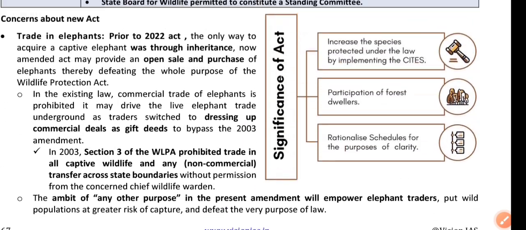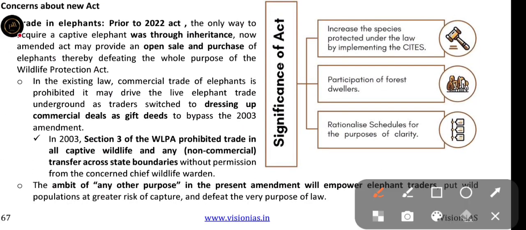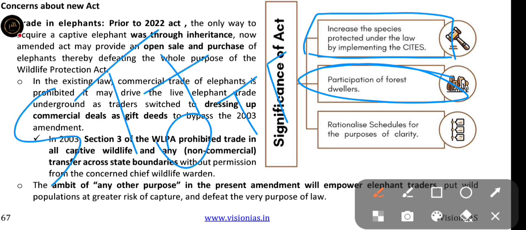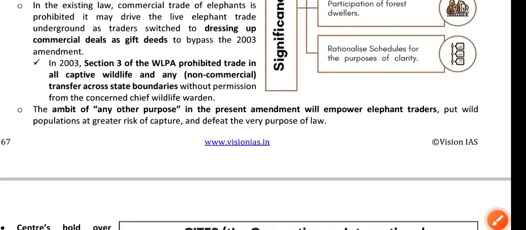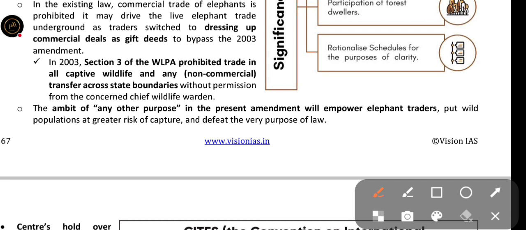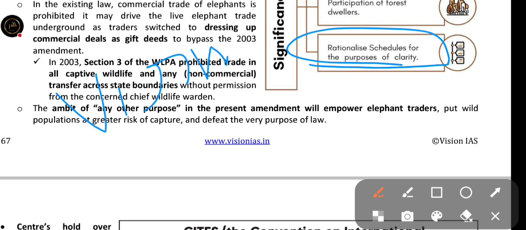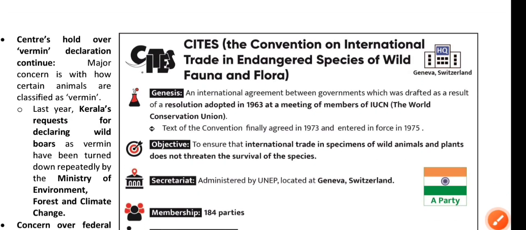Okay, and these are the significance of this amendment act. It increases the species protected under the law by implementing CITES. CITES is a very strong body of international convention. And there is participation of forest dwellers, that is the scheduled tribes and other traditional forest dwellers, under the Forest Rights Act, which was created in 2006 as a statutory body. Okay, and the next significance is rationalized schedules for the purpose of clarity. Vermin was declared under Schedule 4 and now it has been removed from the category.